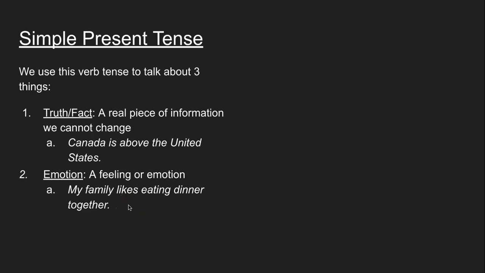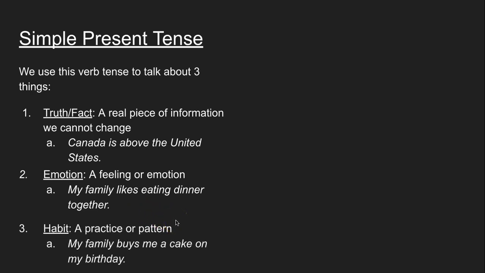The third reason we use the simple present tense is to talk about habits. A habit is something that repeats. It's a pattern, something that happens again and again and again. For example, my family buys me a cake on my birthday. My birthday happens every year, so this is a habit because it repeats and repeats every year. A habit can be something that repeats every day, every hour, every week, every summer, every year, etc.